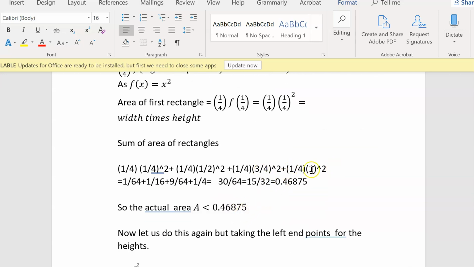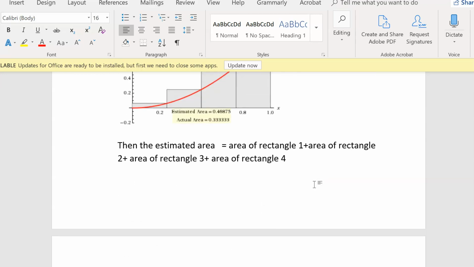And we do that and we get the thing, and then we simplify this. This is easy to simplify. You will get this value, 0.46875. How close is that to the actual area?